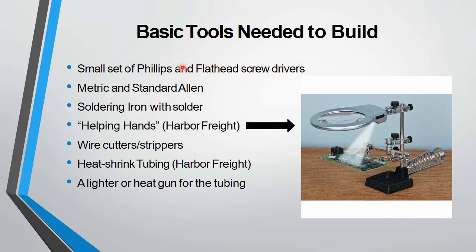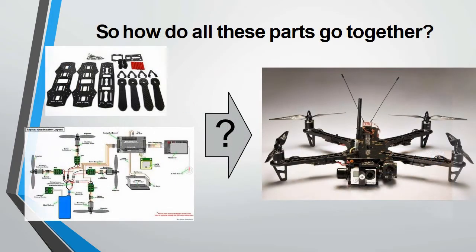Basic tools needed to build a small setup: Phillips and flathead screwdrivers, metric and standard Allen keys, a soldering iron with solder, helping hands from Harbor Freight, wire cutters, strippers, heat shrink tubing from Harbor Freight, a lighter, and a heat gun for the tubing. Now, how do all these parts go together?